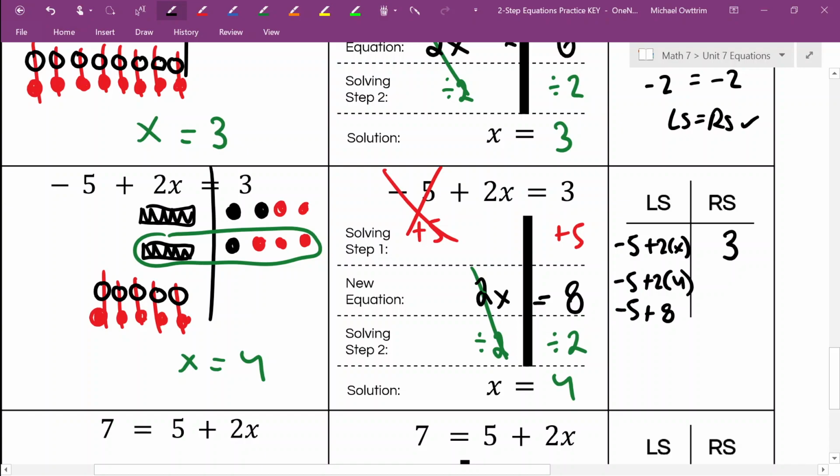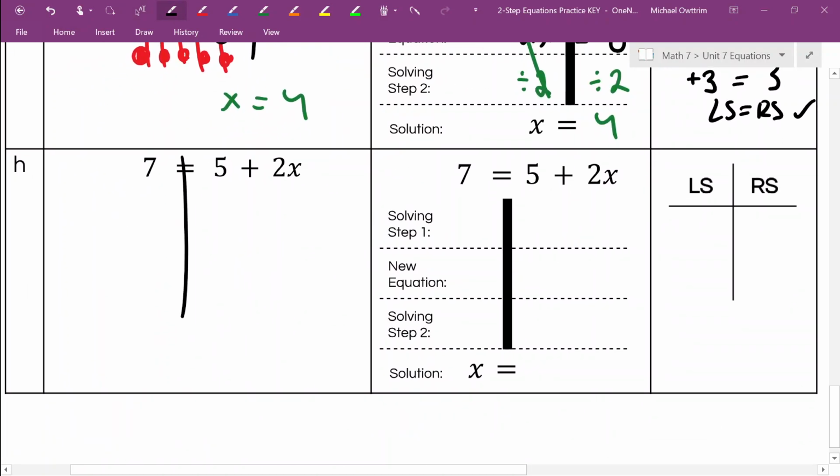And negative 5 plus 8 is adding integers with different signs. When we do that, we subtract the numbers, so 8 take away 5 is 3, and we keep the sign of the bigger one. 8 was bigger, and it was positive. Positive 3 is equal to 3, so the left side does equal the right side.